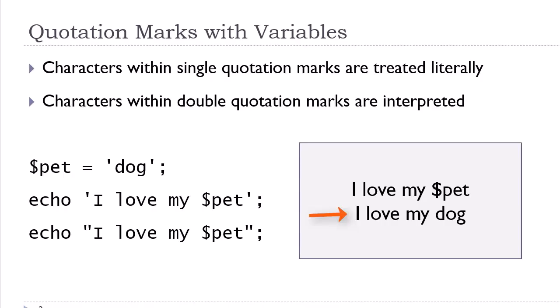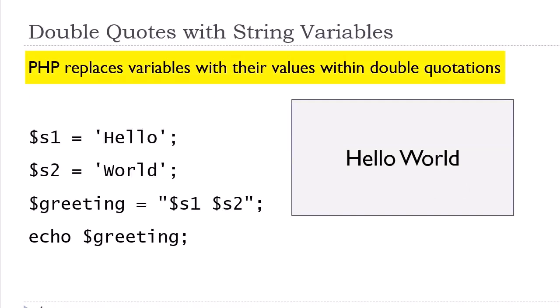This also applies to using the print statement. It does not matter whether my variable value uses double or single quotes. What matters is the echo statement. I want to emphasize that PHP replaces the variables with their values within double quotes using echo.